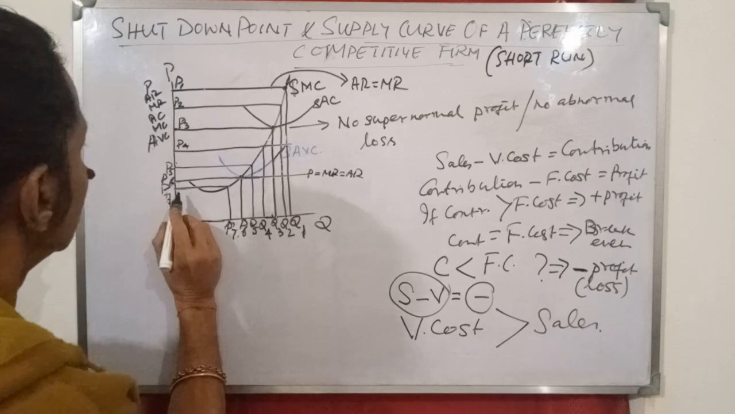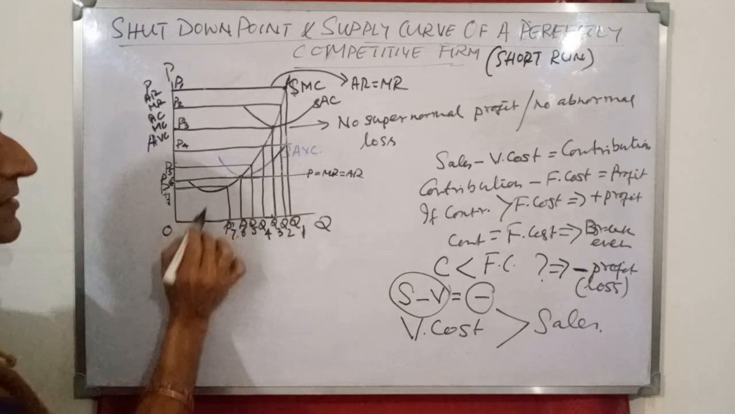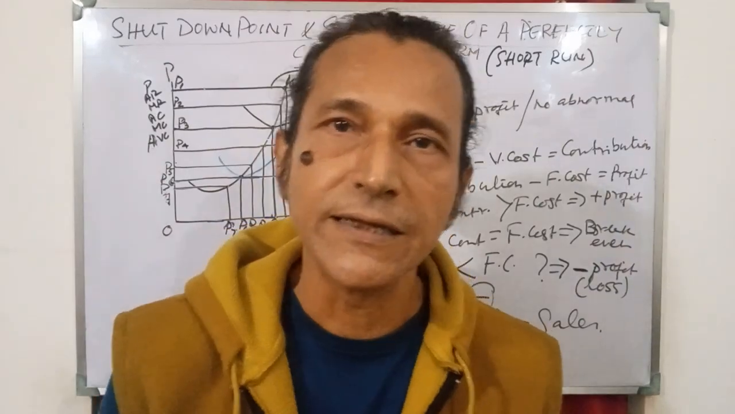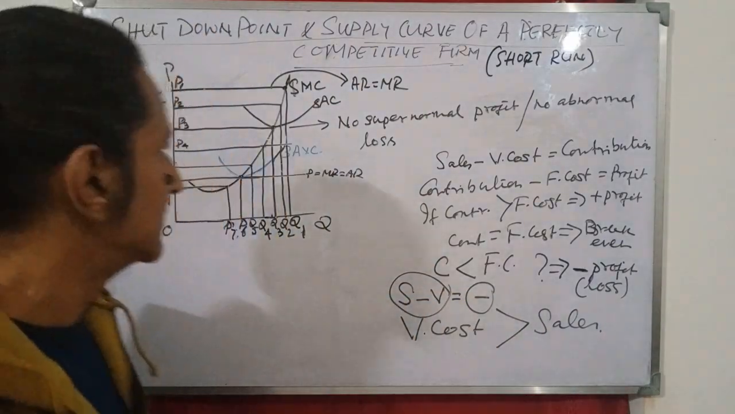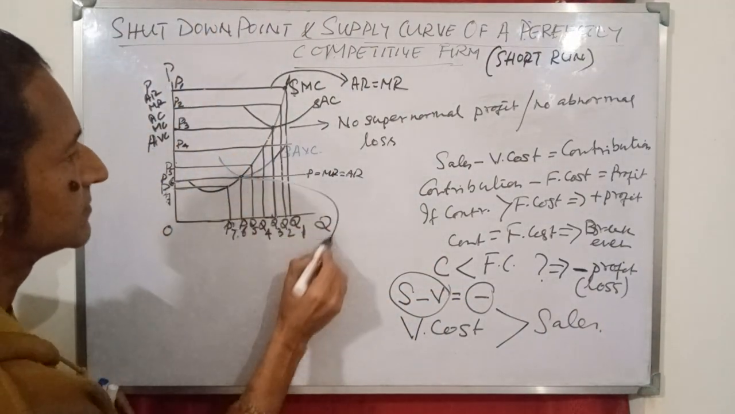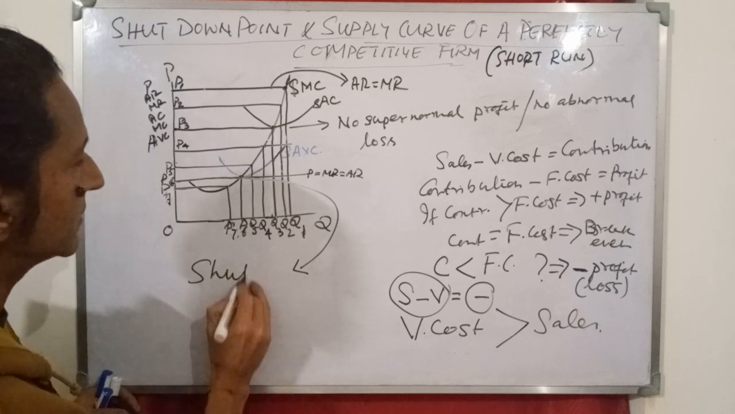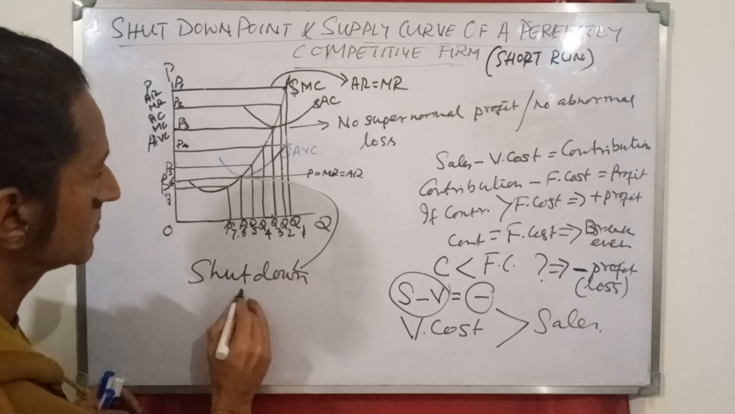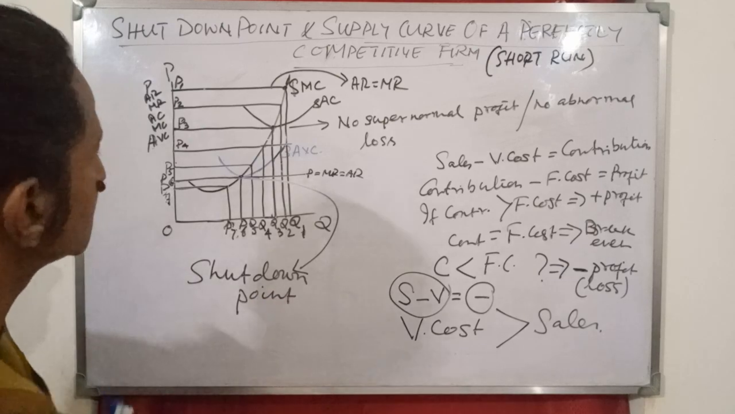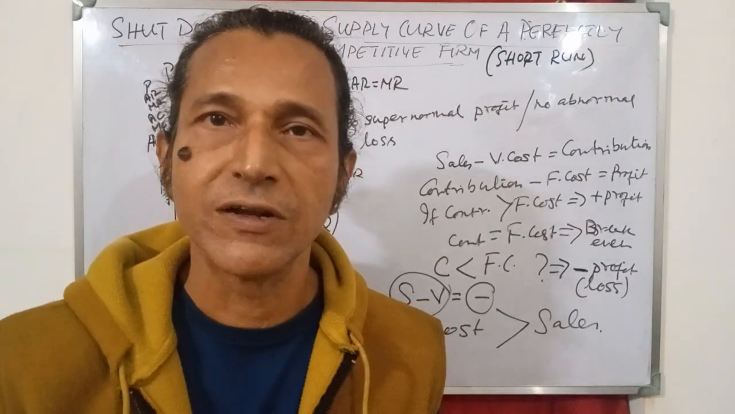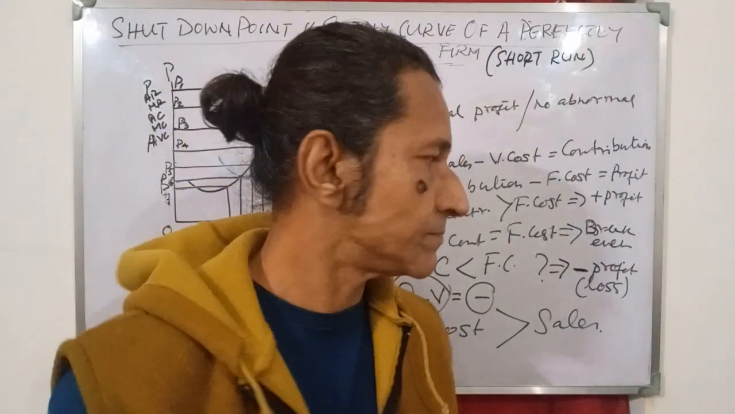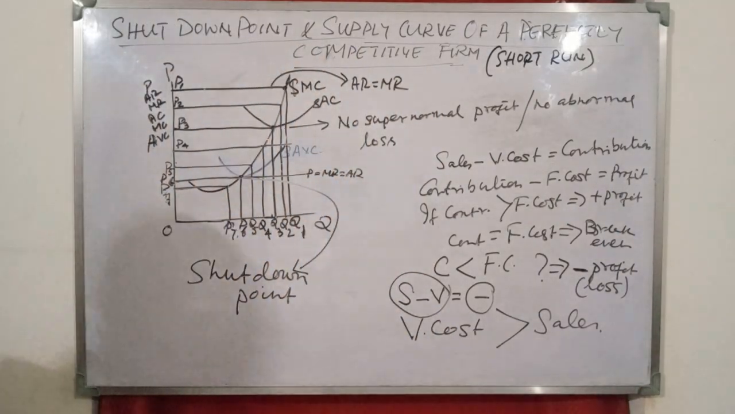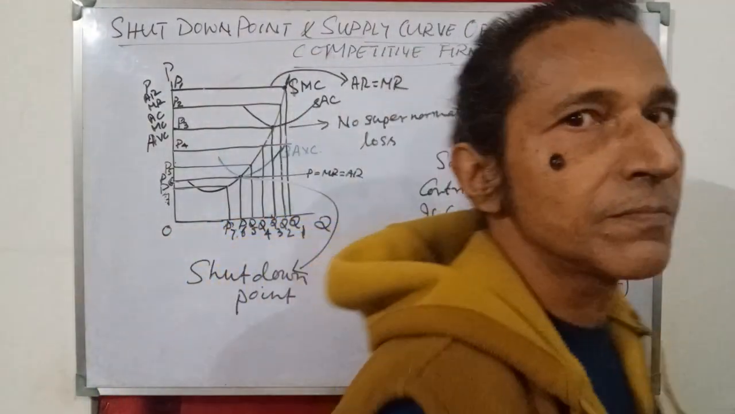So, below this price, the firm will not produce anything. That means supply of the firm will become zero. This is called the shutdown point. That is, if price falls below the minimum point of average variable cost, then the firm will stop producing anything. Okay? So this is all about the shutdown point of a perfectly competitive firm operating in the market.